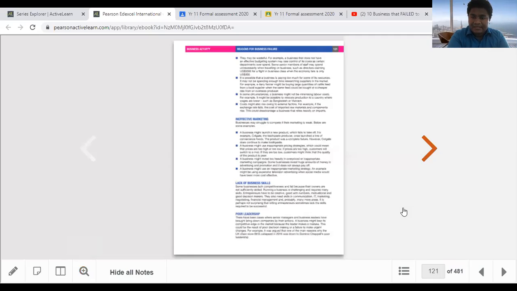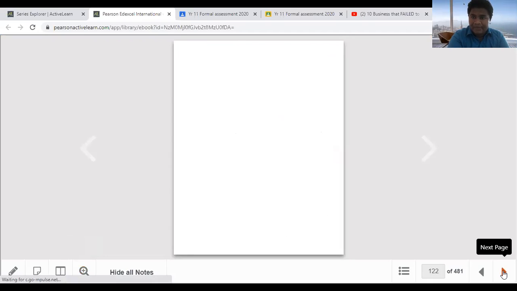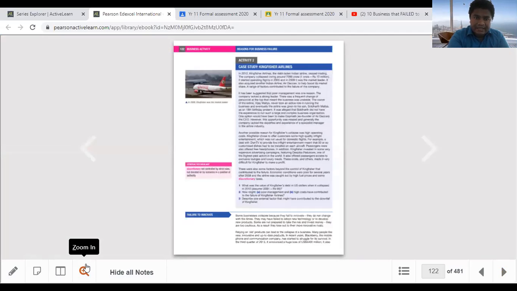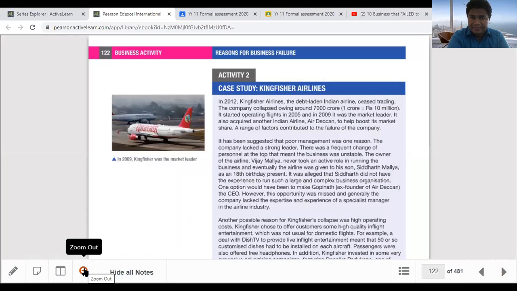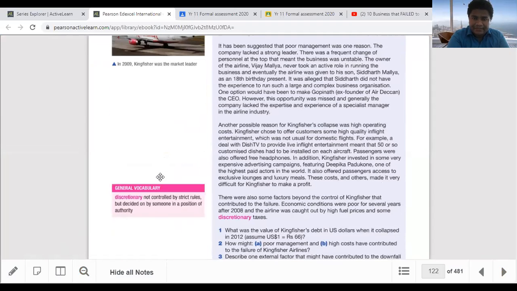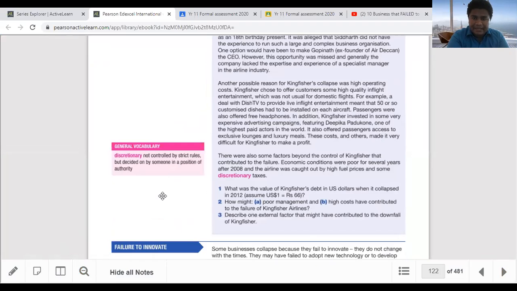For business failure, if the leadership role fails, the entire business is going to fail, because it's like the engine of a train. If the engine stops, what happens? The business cannot run. Like the Kingfisher Airlines case study. There was a huge debt at that time in US dollars, and it collapsed in 2012 as a result. The case study asks how poor management affected this situation, and to describe the external factors that contributed to the downfall of Kingfisher. These are really good examples we can find in these cases.